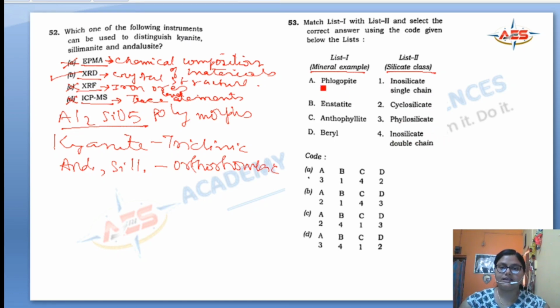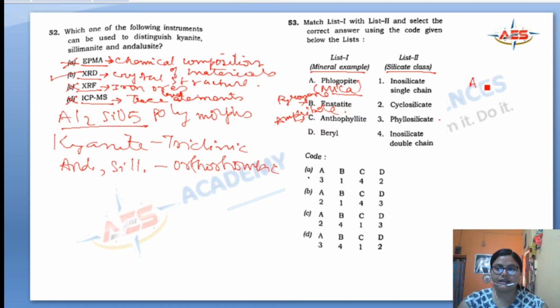अब देखिए in the case of phlogopite, phlogopite क्या है? एक mica mineral है. Okay, enstatite क्या है? एक pyroxene है. Anthophyllite, it is an amphibole and beryl. Okay, so in the case of mica mineral जो होता है वो phyllosilicate होता है. So phlogopite, it is a phyllosilicate.